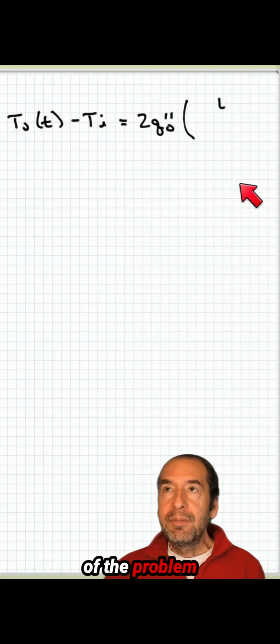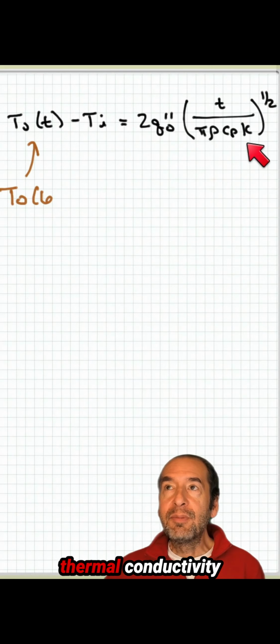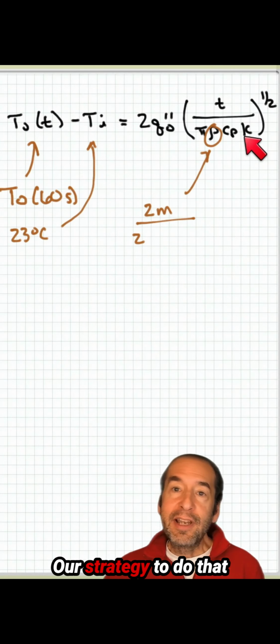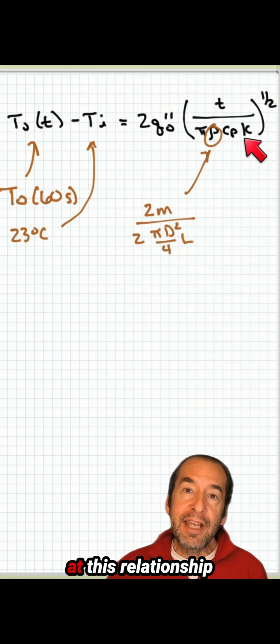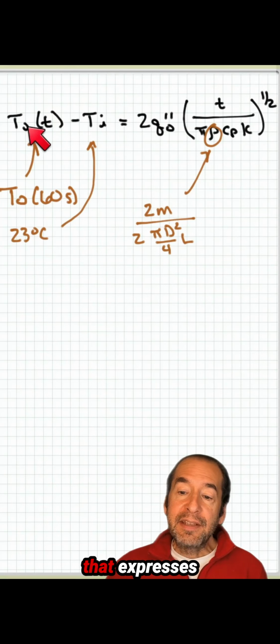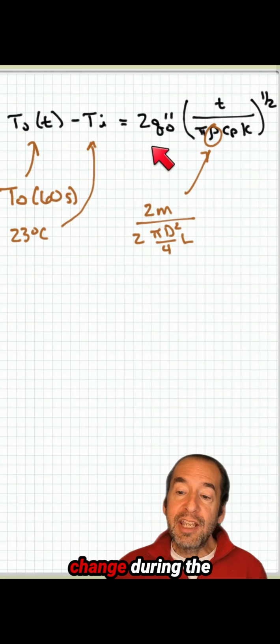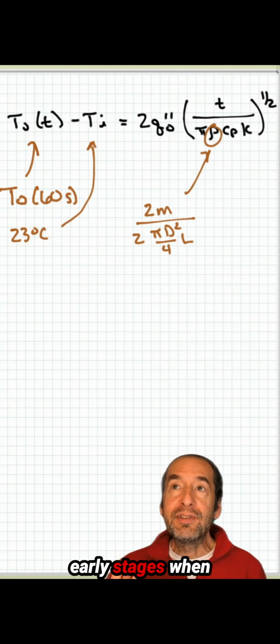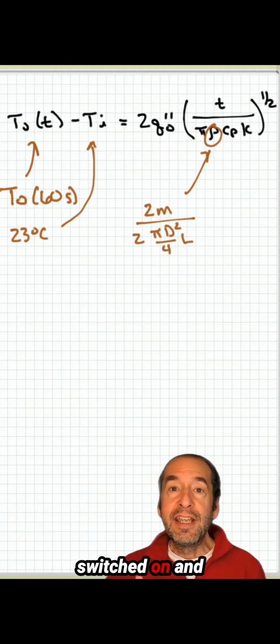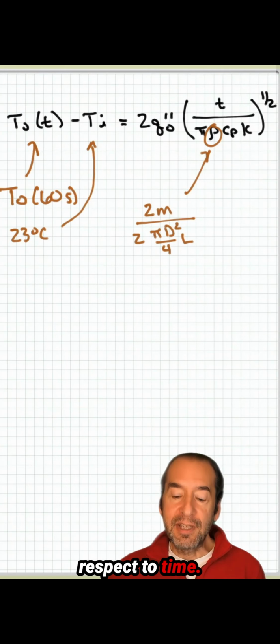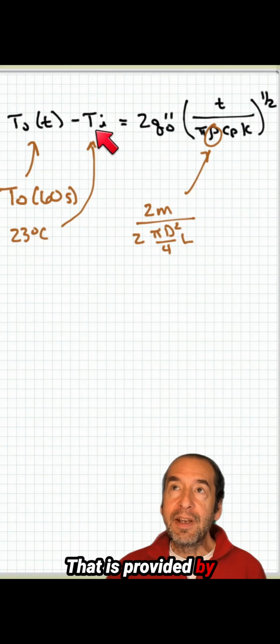The second part of the problem asks us to find the thermal conductivity of the material. Our strategy to do that is going to be to look at this relationship that expresses the temperature change during the early stages when the heater is just switched on and the temperature is changing with respect to time. That is provided by this given equation.